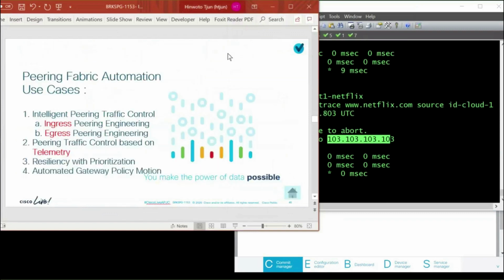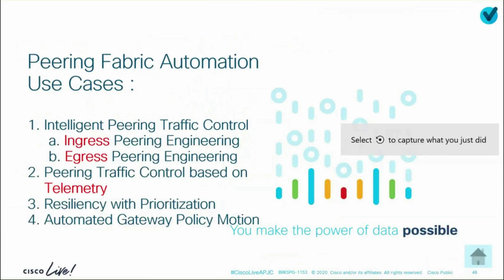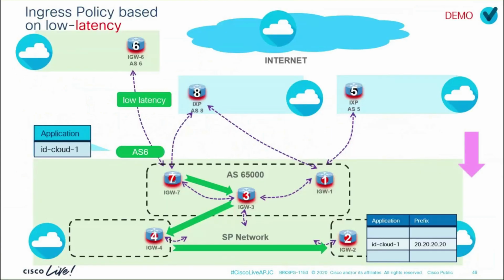Okay, now we want to do the peering traffic control based on the ingress policy. Let's say this ID cloud dash 1 is our gold customer, and you would like to have the download performance very fast. So we need to steer it. Any incoming traffic to this gold customer will use our low latency path here, the best from the internet, and then also within the SP network. Here, right? Remember, we have the green link here, not the red link, the normal link. This is because the green links are the low latency links within the SP network.